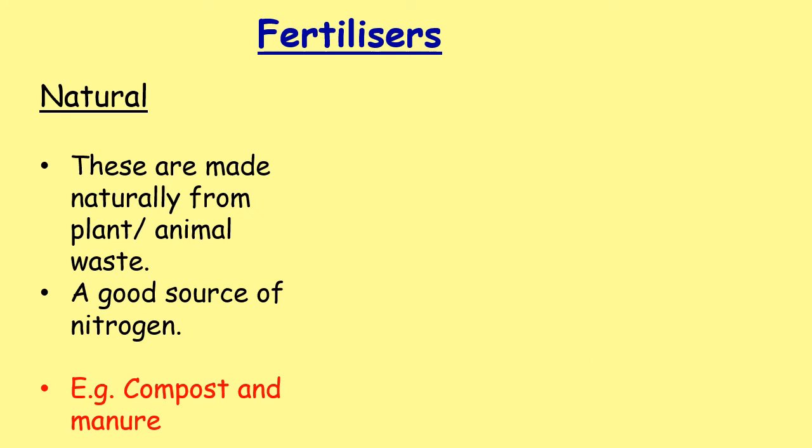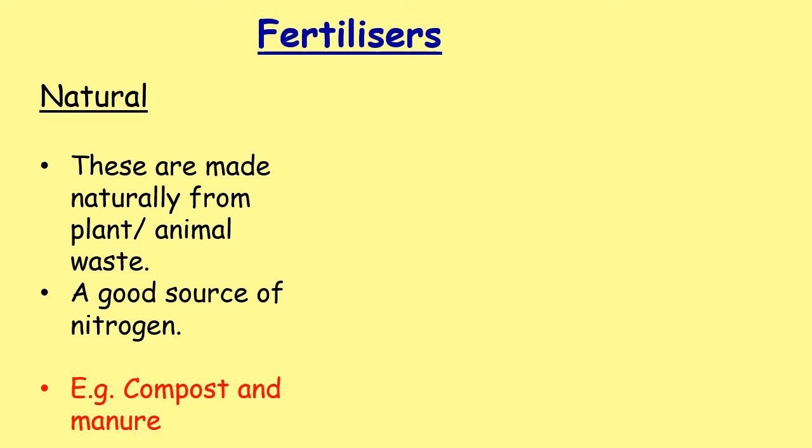Now, in terms of natural fertilizer, natural fertilizers are anything made from plant or animal waste. So composting is a form of plant and animal waste. That's when you take your waste gardening or your waste food and you let it rot slightly. That's what compost is. Or we could have manure.